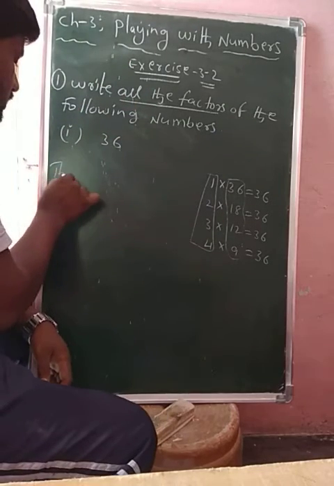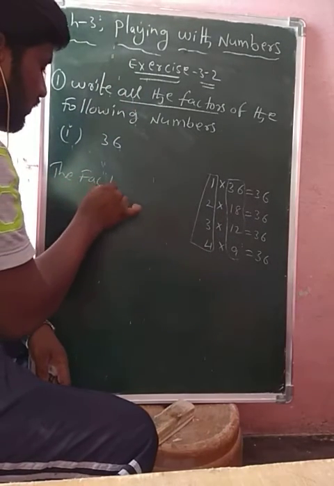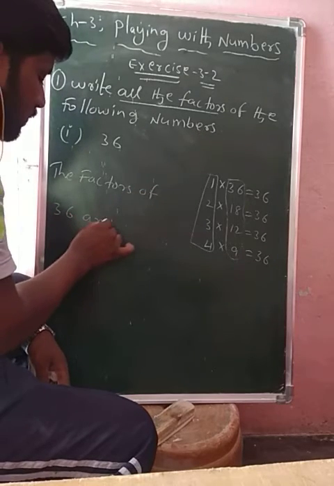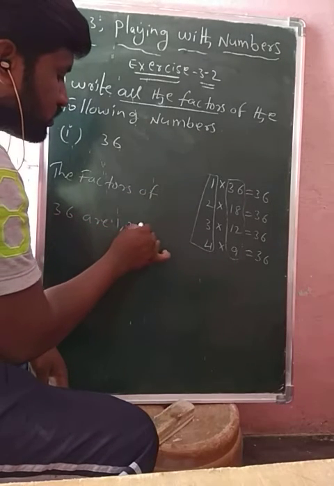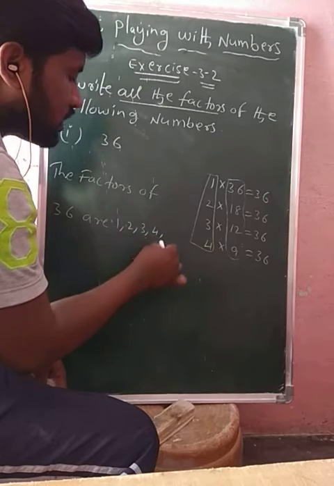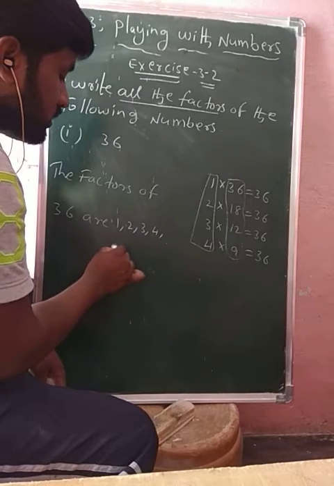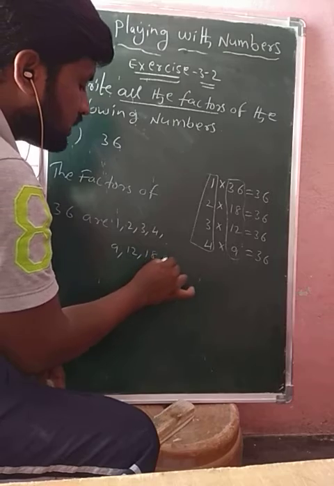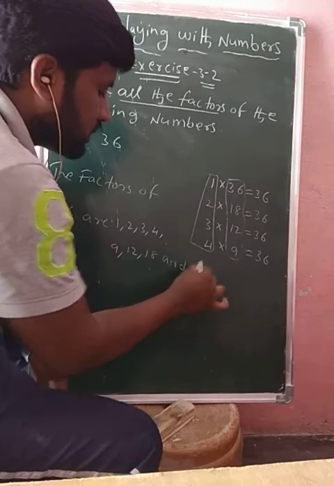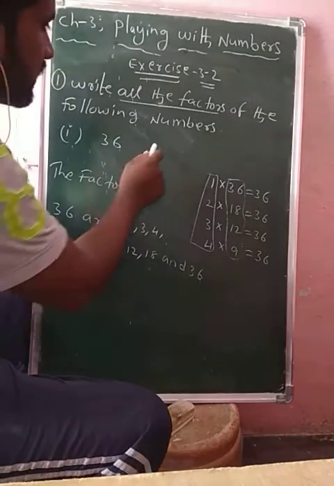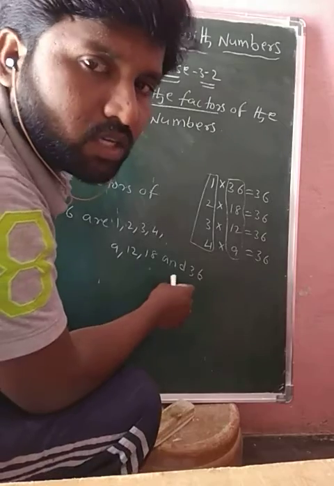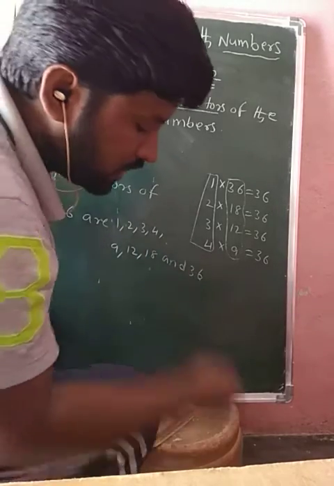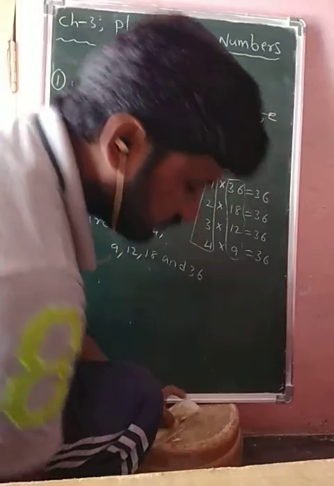We can write the factors of 36 are 1, 2, 3, 4, 9, 12, 18 and 36. So these are the factors of 36. Like that only, you do the remaining problems in this exercise. Now let us go for the next one.